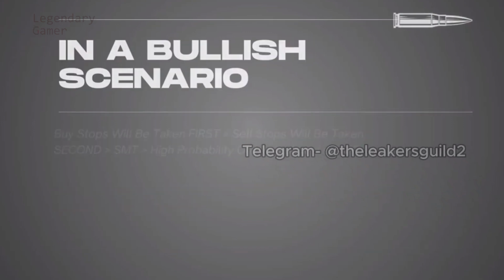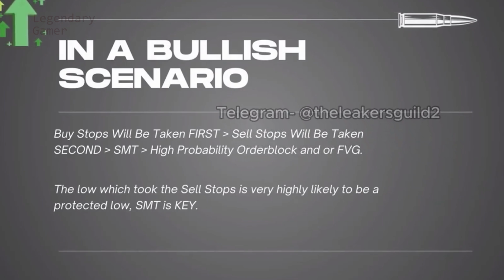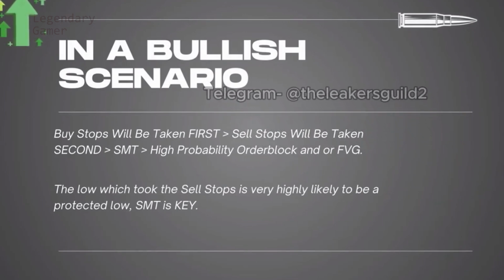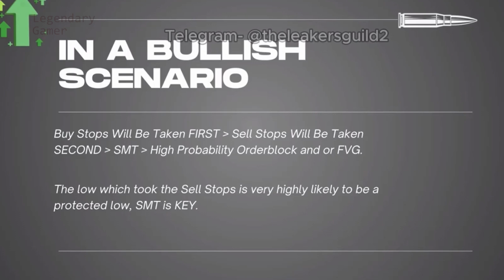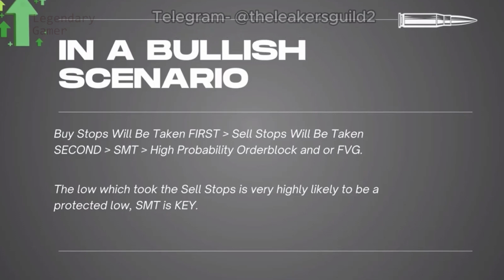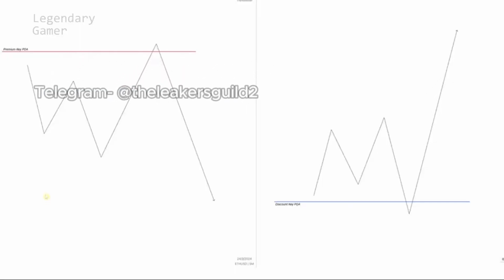Now in a bullish scenario, we want to see those buy stops getting taken out first, then the sell stops will be taken, and then again we want to be waiting for that SMT to form. Because that high probability order block or fair value gap forms once that SMT is formed. The low which took the sell stops is very highly likely to be a protected low, and again SMT is key over here.